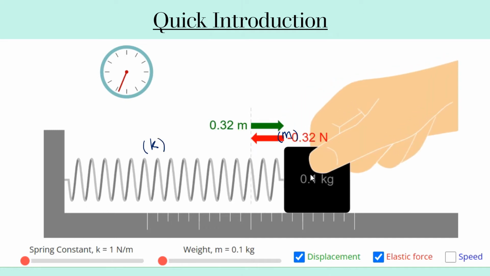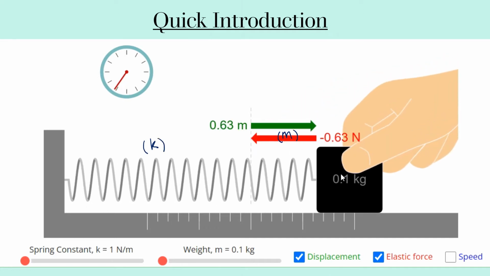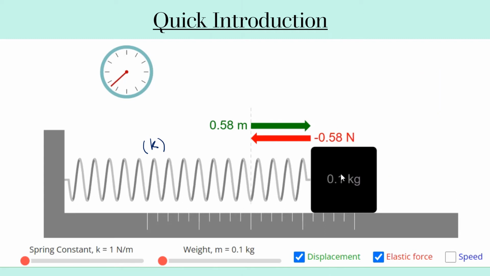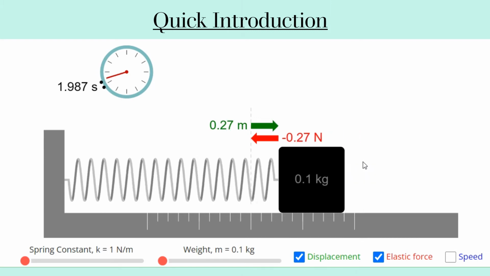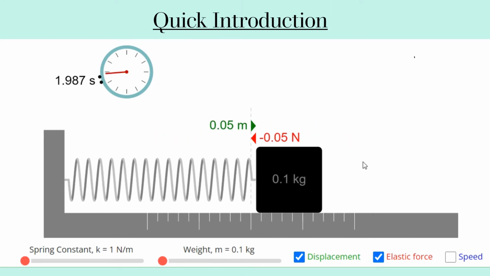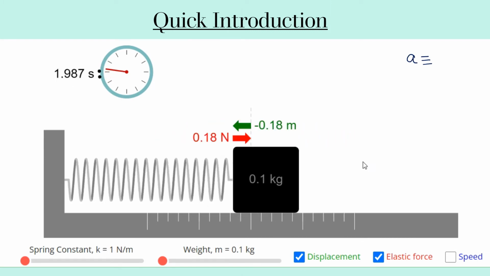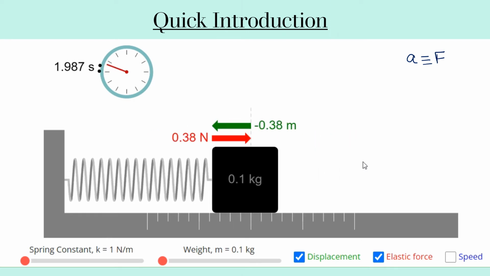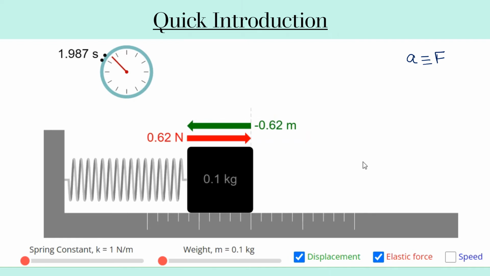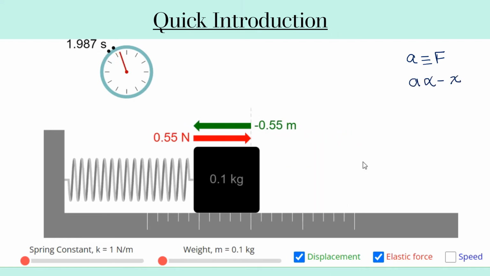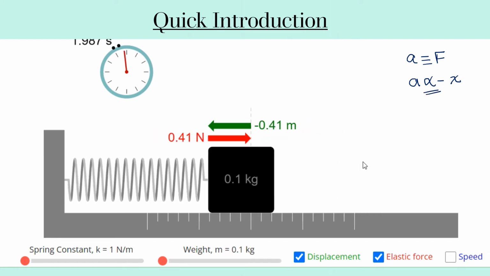Now, moving the box a bit, you notice that we have displacement in green and the force in red. We all remember that F equals ma, so acceleration is also represented by the red vector here. You notice that the displacement and the acceleration always have opposite senses. This is a very important thing for simple harmonic motion, the motion under the influence of a restoring force.